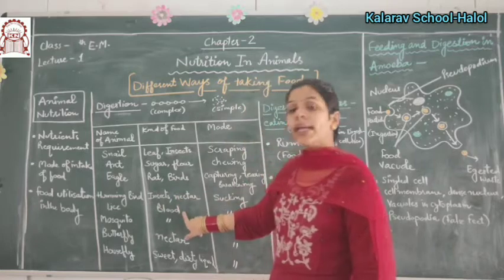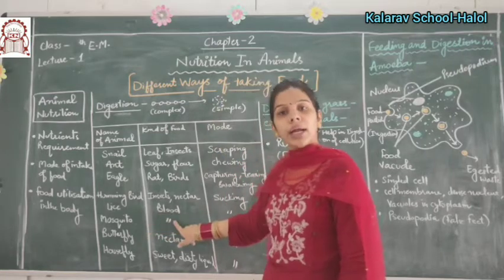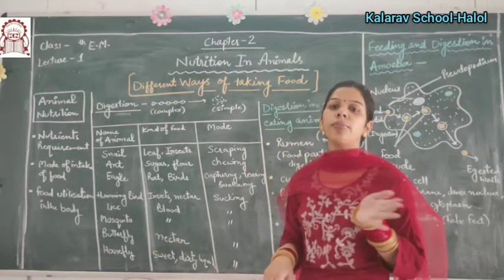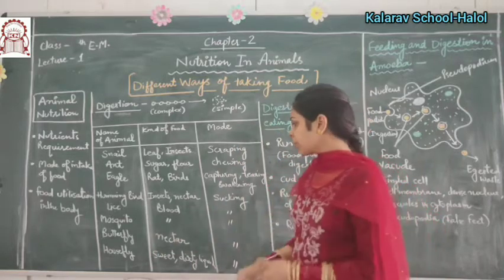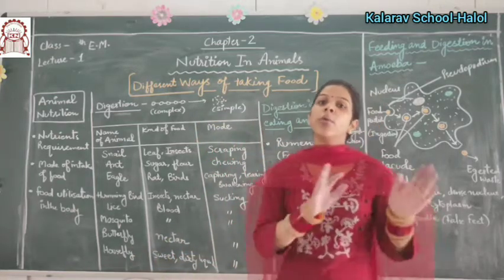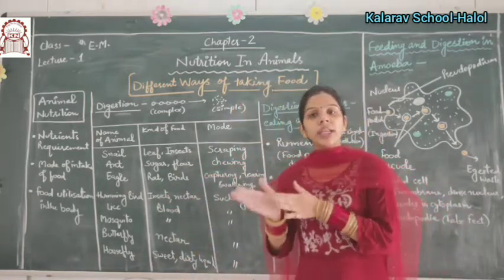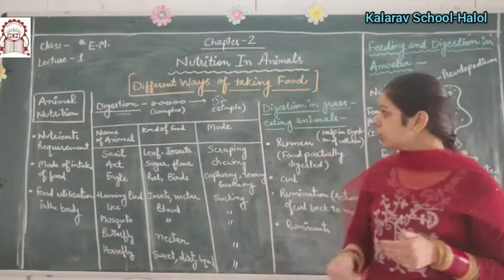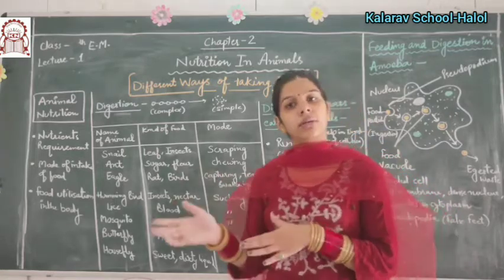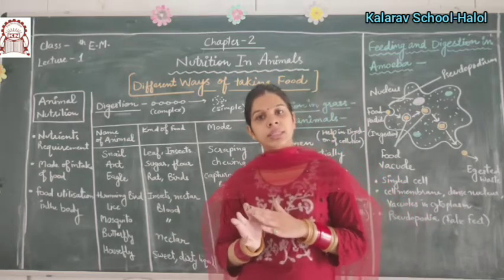Lice eat blood by sucking. Similarly, mosquito eats blood by sucking. Butterfly takes nectar from flowers by the process of sucking. Housefly takes sweet or dirty liquid with the same mode, sucking. So we have different modes by which animals take in their food, that is scraping, chewing, swallowing, sucking, capturing, tearing, etc. These are the main modes of nutrition in animals.